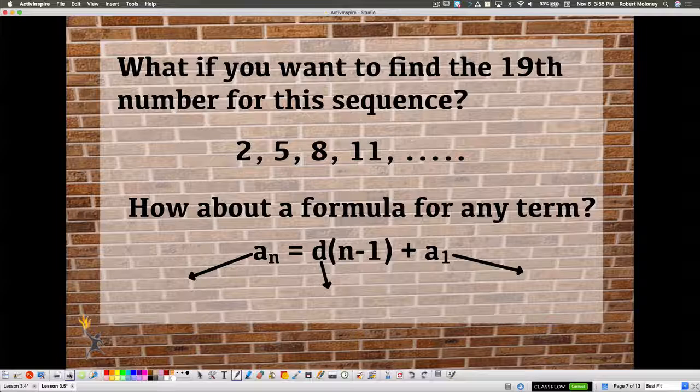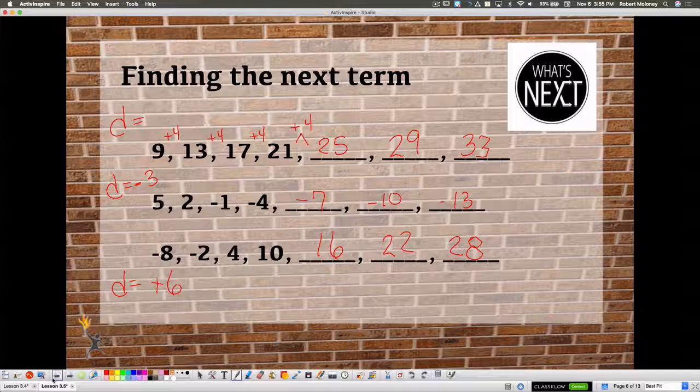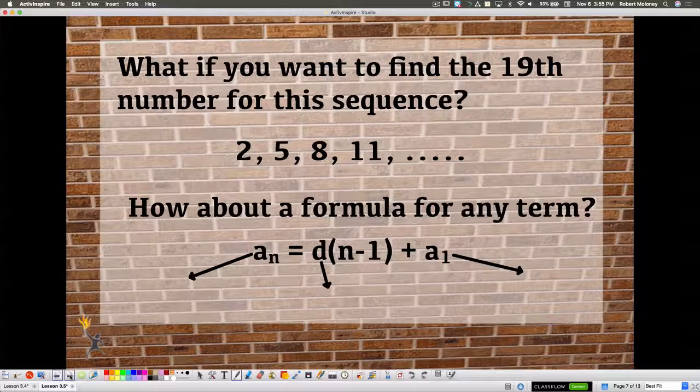Now let's take a look at this next idea. The next 3 terms are pretty easy. But what if I want to know, say, the 50th term in the sequence? I'd have to count 50 times. That would just take me too long. It'd be too much paper. It'd be a waste of time. So there's a formula that mathematicians have figured out that will help us figure it out, and it comes from right here.